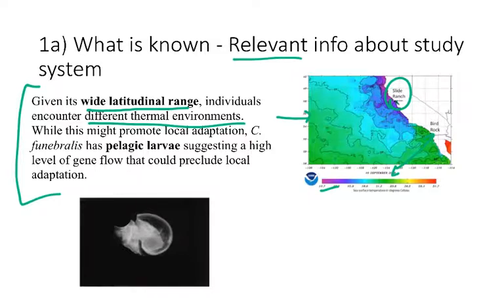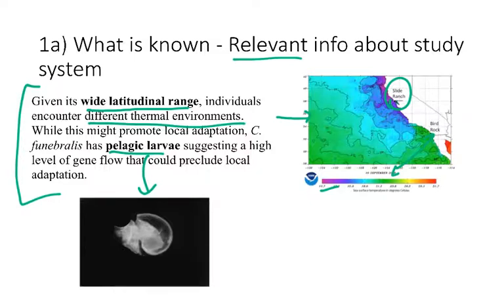This other statement I have listed here says, while this might promote local adaptation, so like I just said, a wide latitudinal range makes local adaptation more likely. Seafoam umbrellas also has pelagic larvae, suggesting a high level of gene flow that could preclude or prevent local adaptation. So that's this image shown here. This is what the larvae of the black turban snail actually looks like, zoomed in a lot, of course.